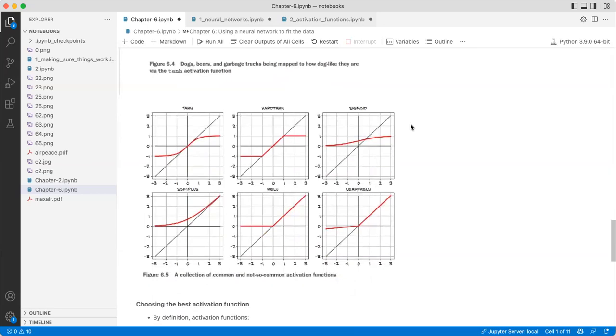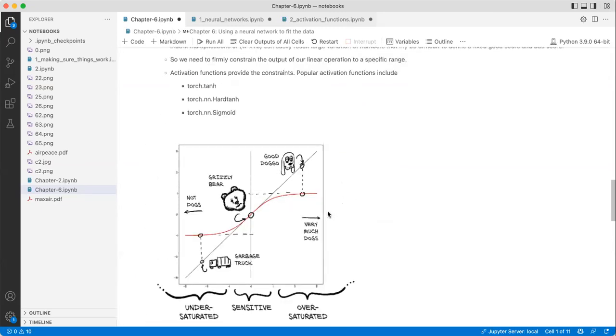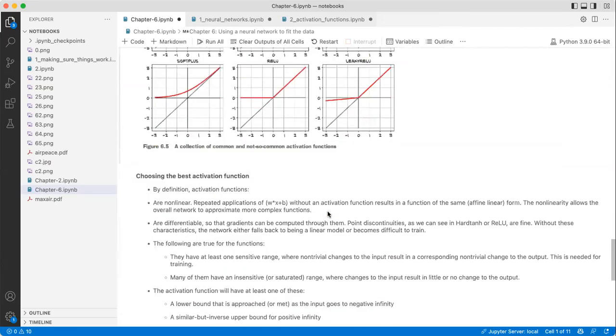So this is an example of popular or common and not so common activation functions: tanh, hard tanh, sigmoid, softplus, ReLU, and thereabout. We can read more about them.